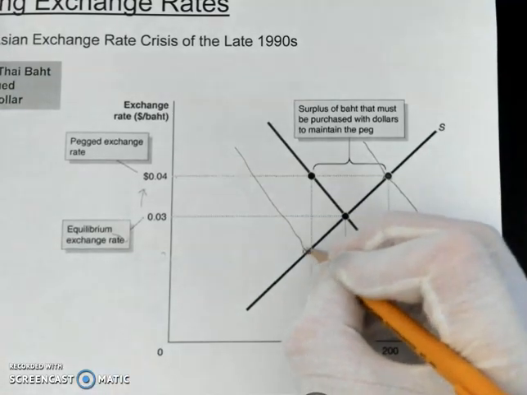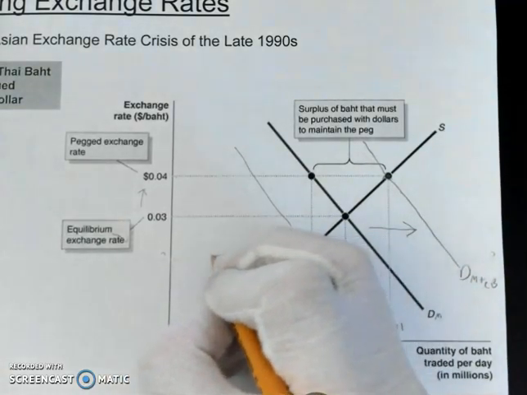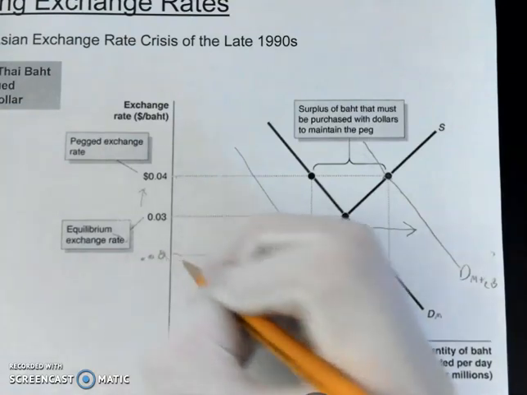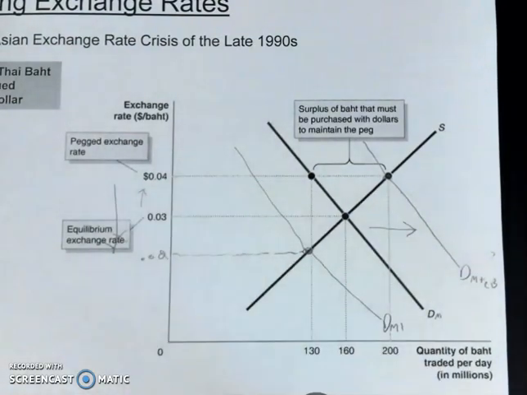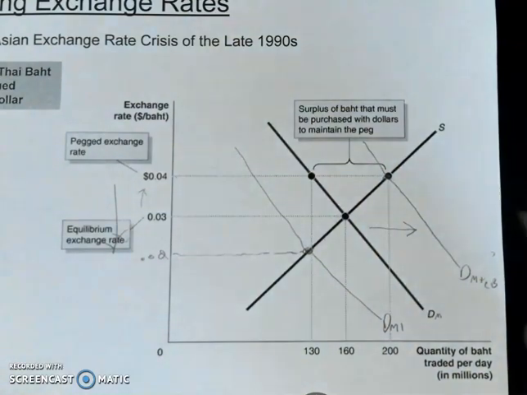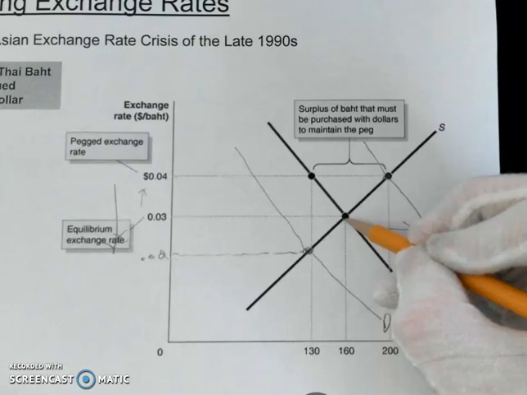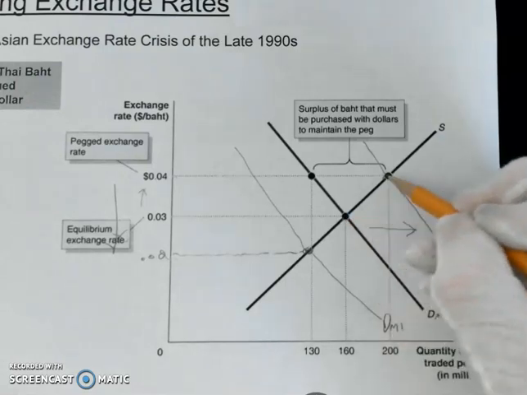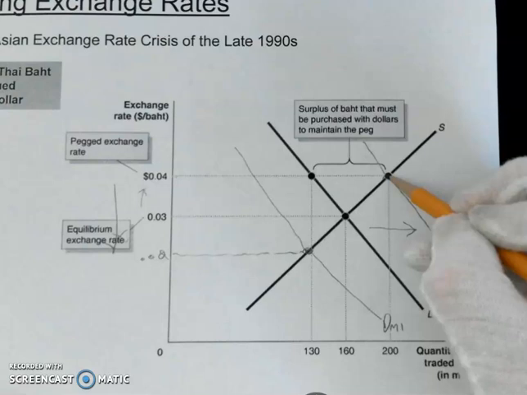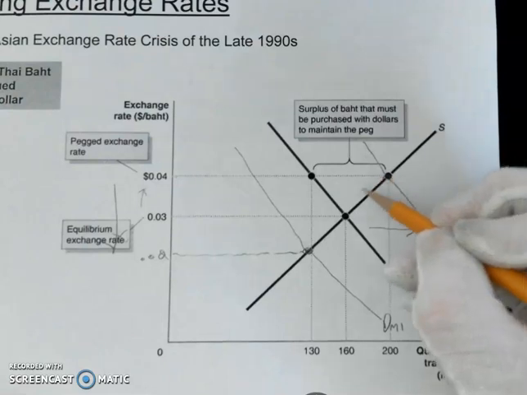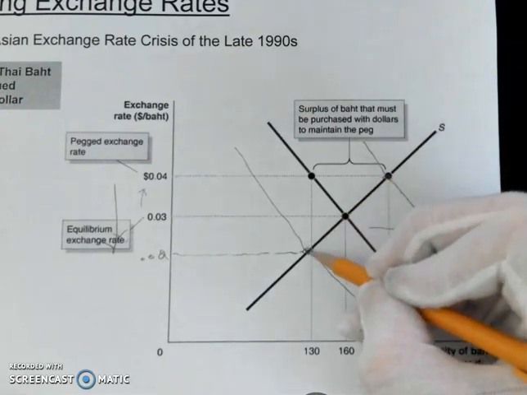So the new equilibrium is down here. We'll call that 2 cents. And that has brought the value of the baht down from 4 cents to 2 cents. That is a 50% decrease in the value of the baht. So that's significant. So we started here. The Thai government central bank raised the value of the baht, but then they couldn't sustain it, so the value of the baht collapsed to 2 cents.